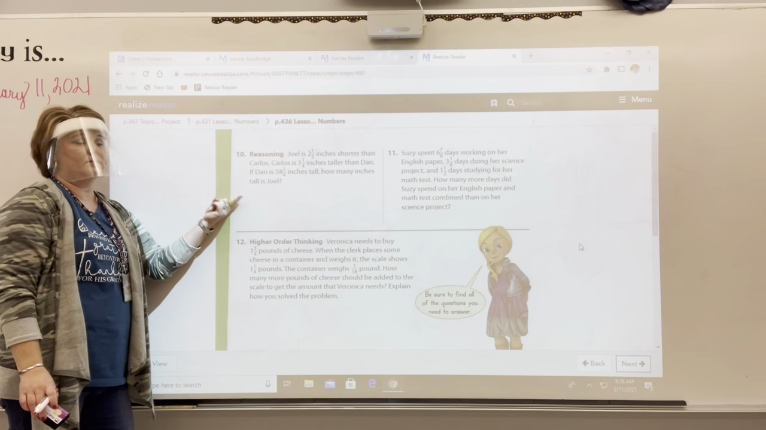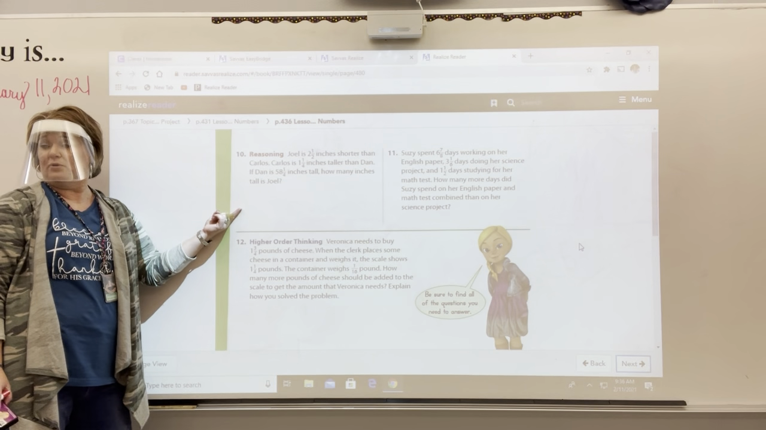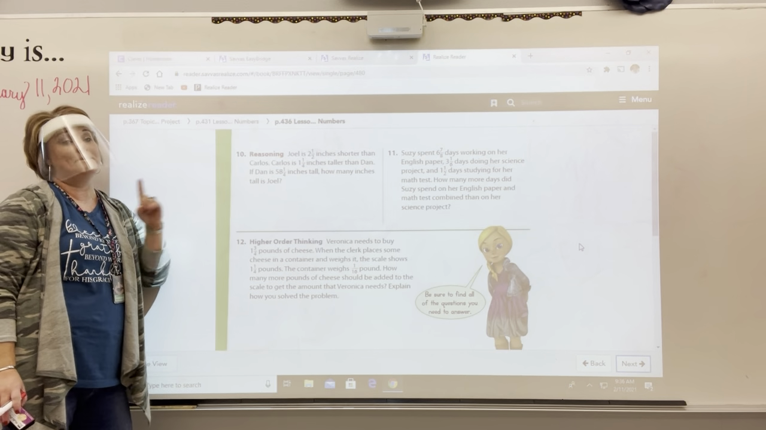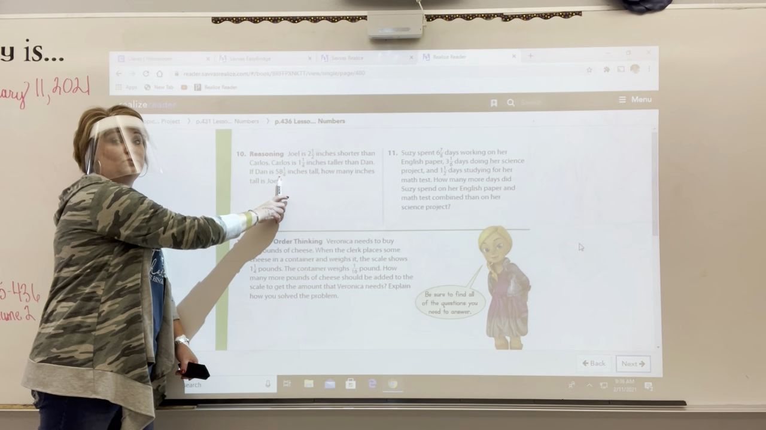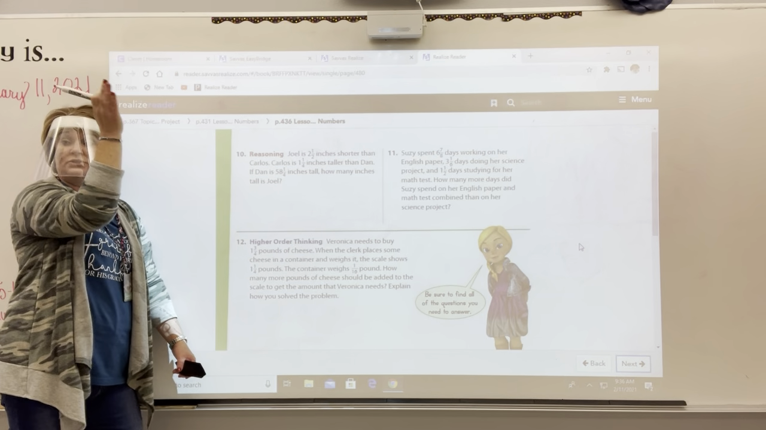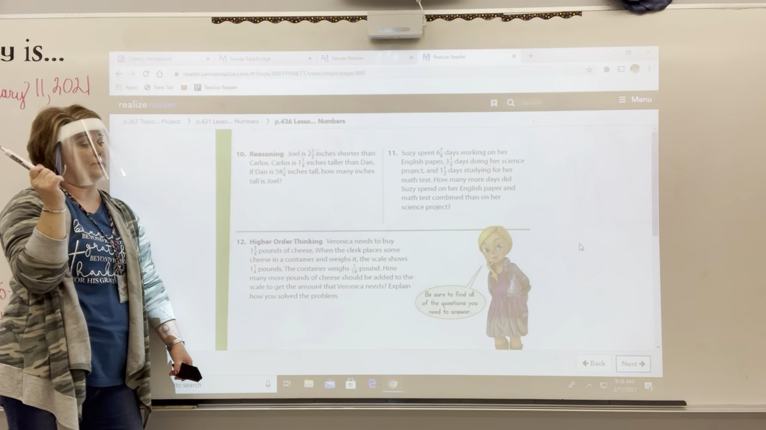So when y'all see this on practice buddies, you're going to make a chart. Go to the end, write the one that you know, and work backwards through the problem, okay? That's how you do that.